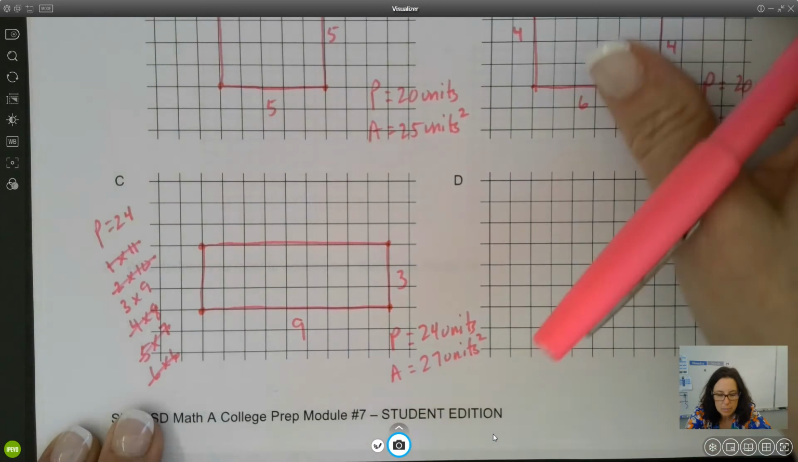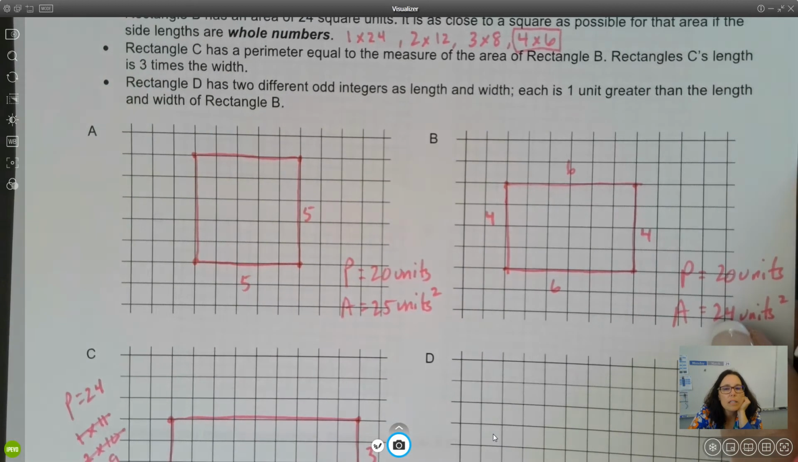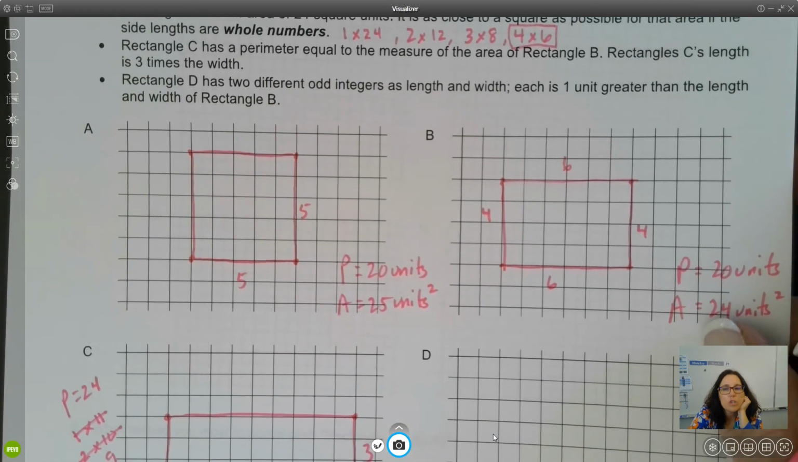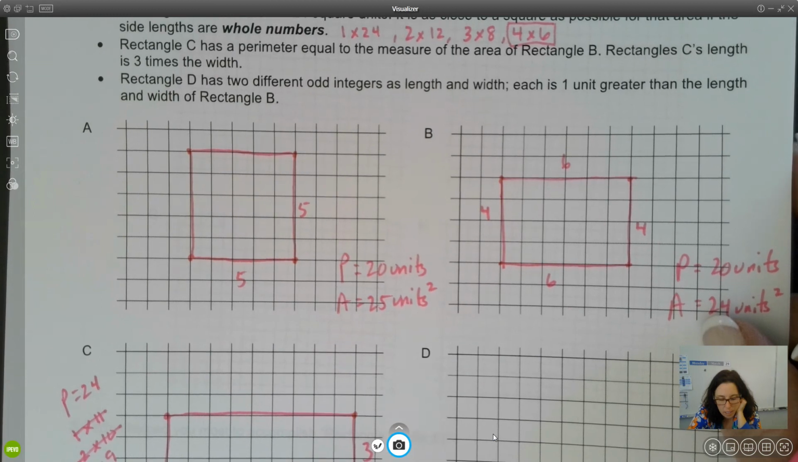All right, let's go back up to the last clue. Rectangle D has 2 different odd integers as length and width. Each is 1 greater than the length and the width of rectangle B.